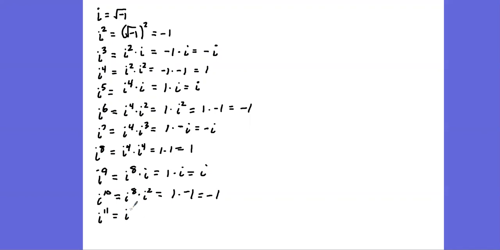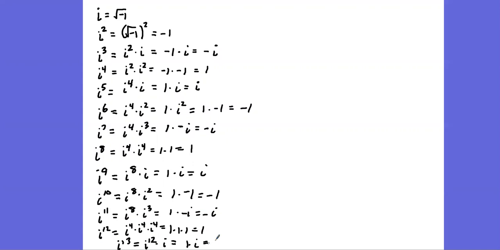i to the 11th, i to the 8th times i to the 3rd. i to the 8th is 1. i to the 3rd is -i. So this is -i. i to the 12th, here we'll write it a little differently. i to the 4th times i to the 4th times i to the 4th, right? Or 1 times 1 times 1, or 1. i to the 13th is i to the 12th times i. i to the 12th was 1. 1 times i is i.